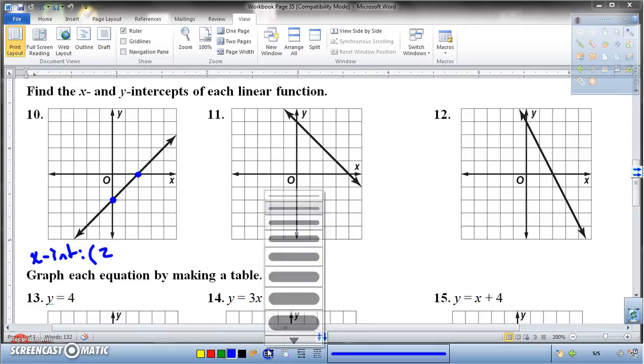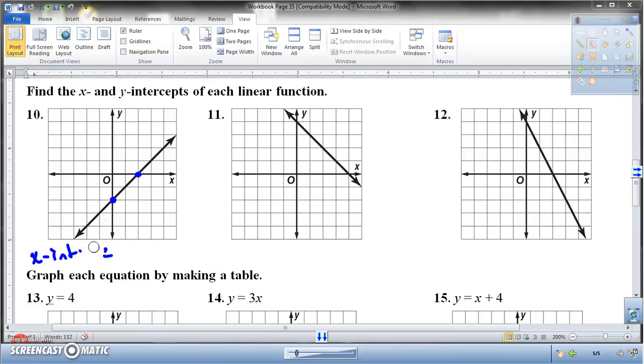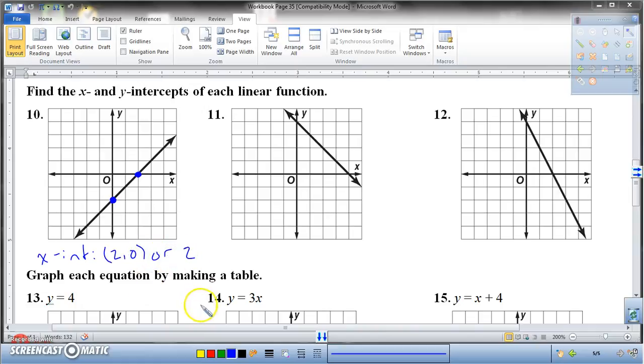You know what, let me change this back. The x-intercept would have coordinates of 2, 0, or you can just say 2. Right? And then my y-intercept for number 10 would have coordinates of -2, 0. I'm sorry, 0, -2, or you can just say -2.